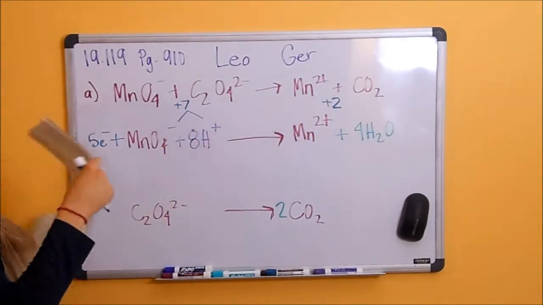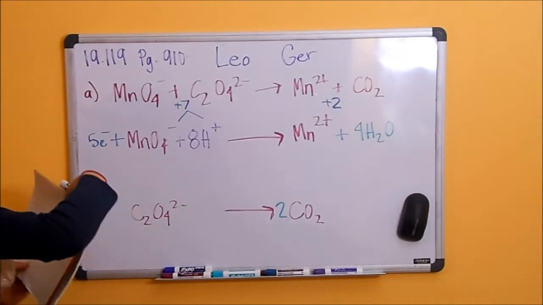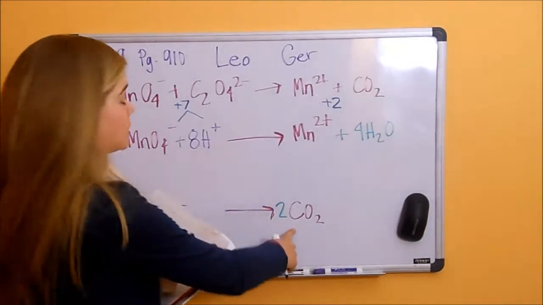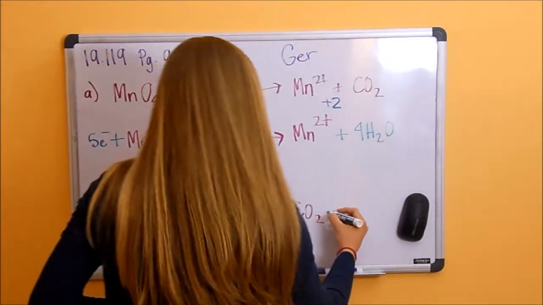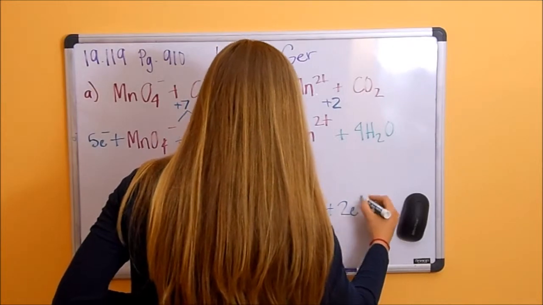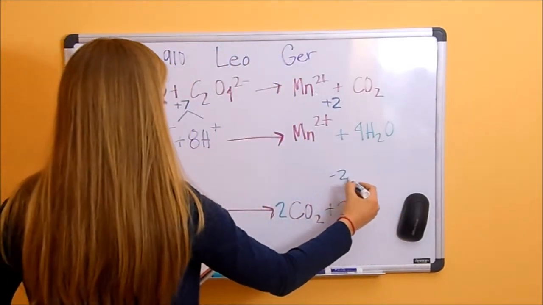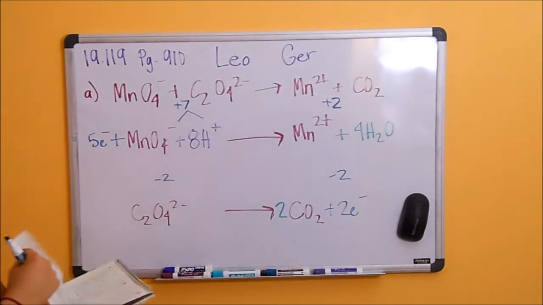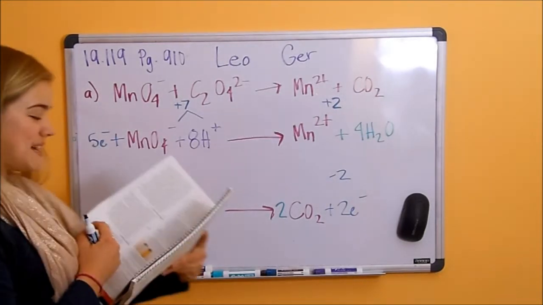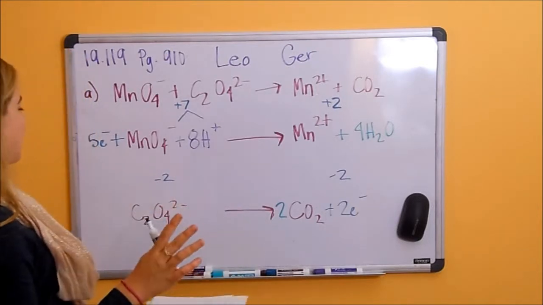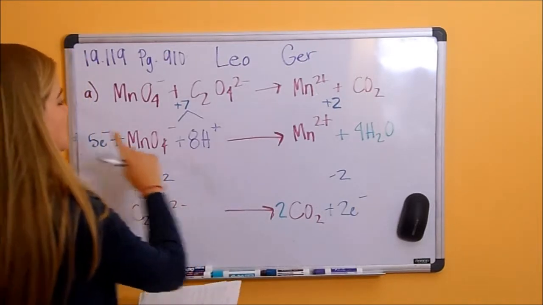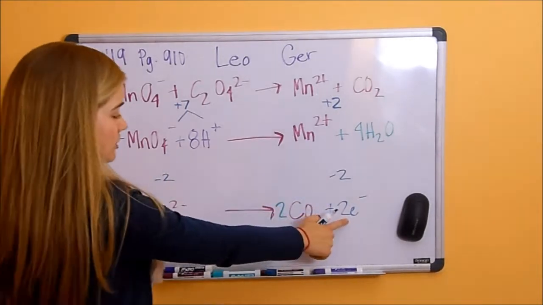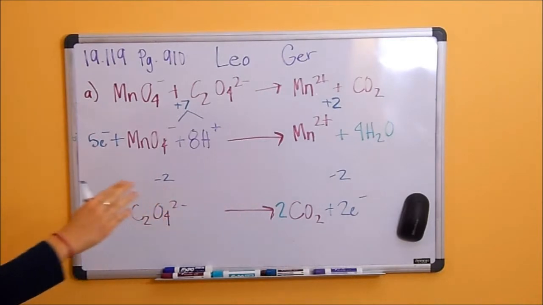Now for the bottom part, we have a negative 2 charge on this side, and we have 0 charge on this side. So what we need to do is add 2 electrons to this side to have negative 2 on this side and negative 2 on this side. Now, there's just one more step left, actually 2. We have to get these electrons to equal each other so they can cancel each other out, because this electron's on the left side and this one's on the right side, and they need to balance each other out.